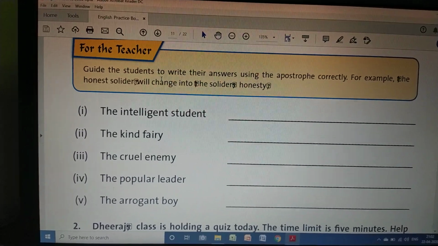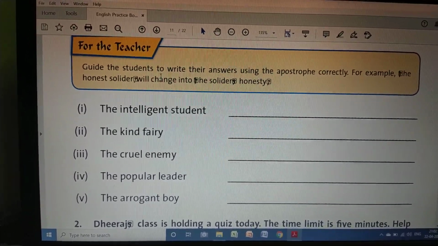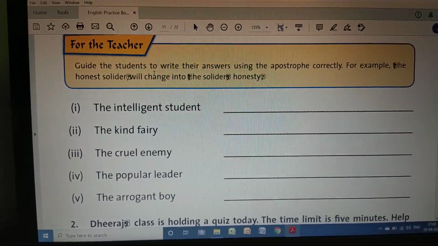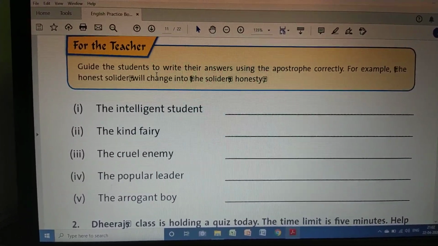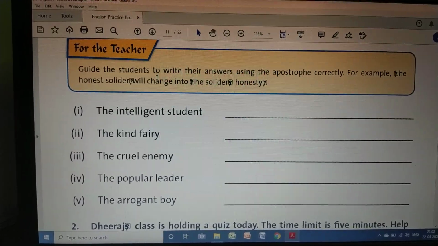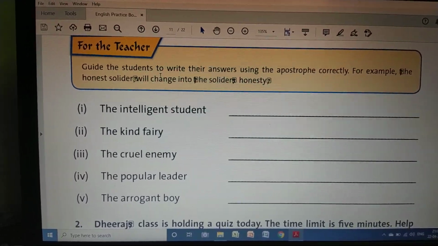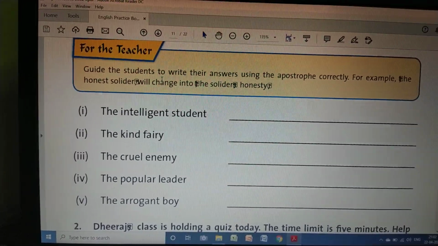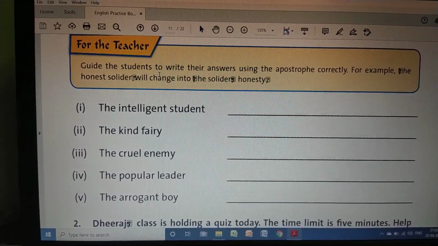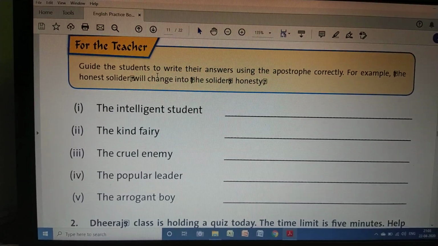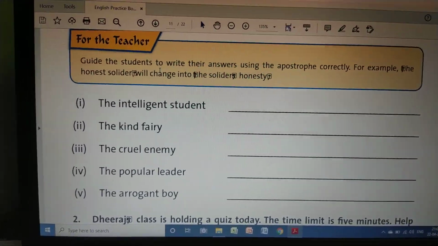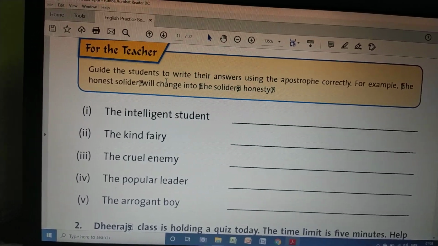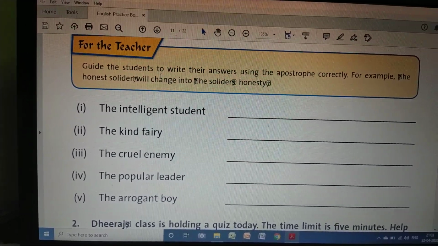Okay, the intelligent student. As I said, the adjective here is intelligent. Student is a noun. So you are going to first find out the abstract noun of the adjective intelligent, and you are going to change it to the student's abstract noun of intelligent, right? I'm not going to tell you the answer, but I've given you the clue. You're going to write the student apostrophe s. Clear, children?